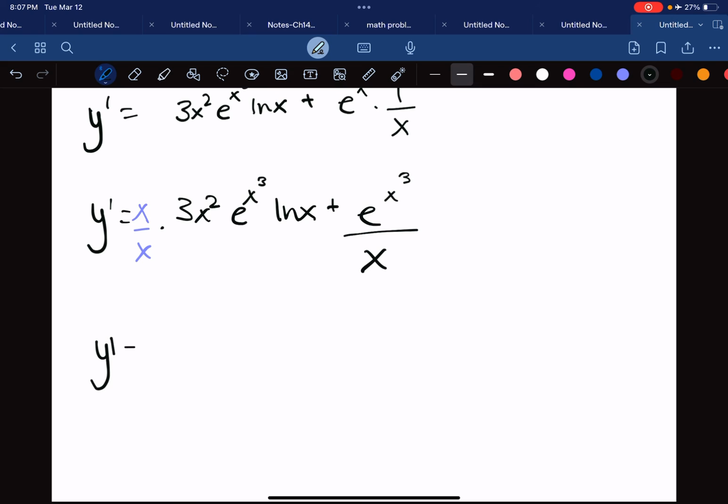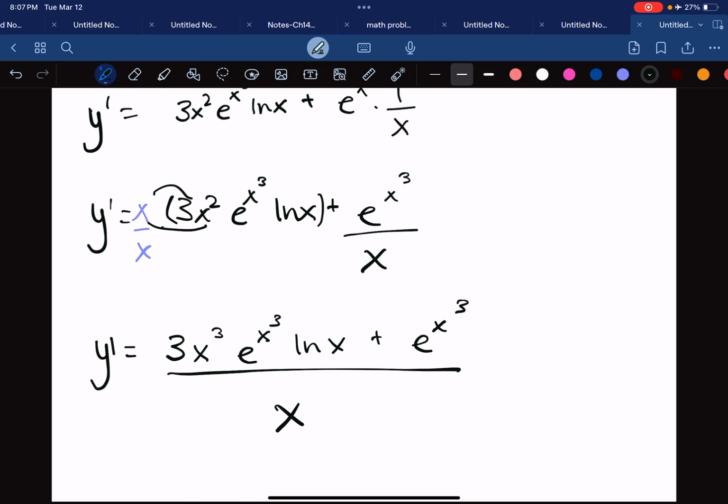So now I'm going to have y prime is equal to x times what I have here, so I could say that I have 3x cubed times e to the x cubed times the natural log of x, because this x would combine with this 3x squared, plus e to the x cubed, all divided by x. And then if you were looking at the practice exam, that should be answer choice B, I think. Or I'm sorry, yeah, answer choice B.